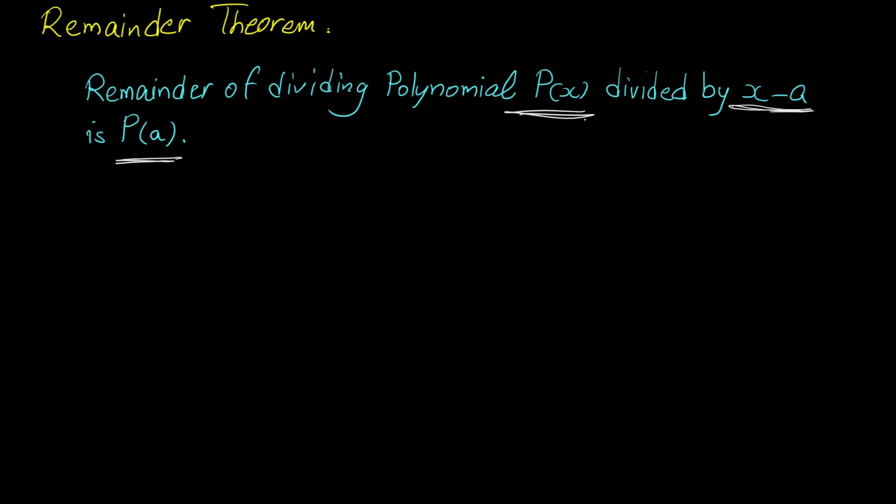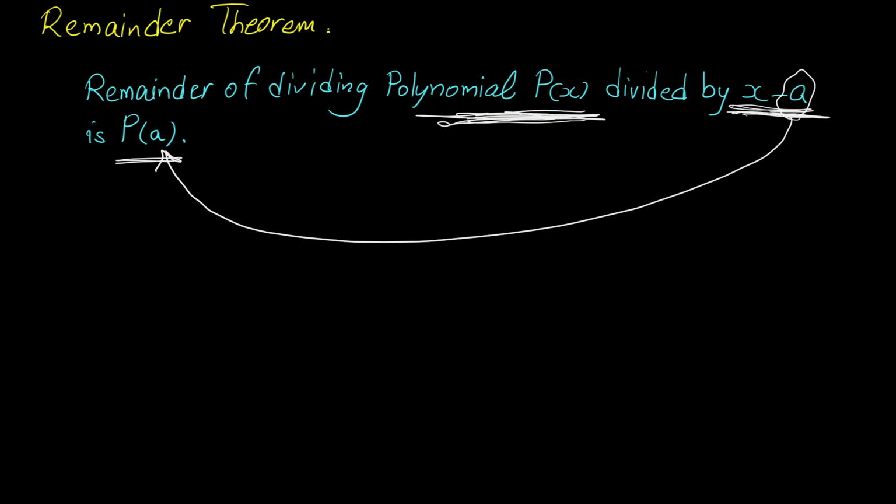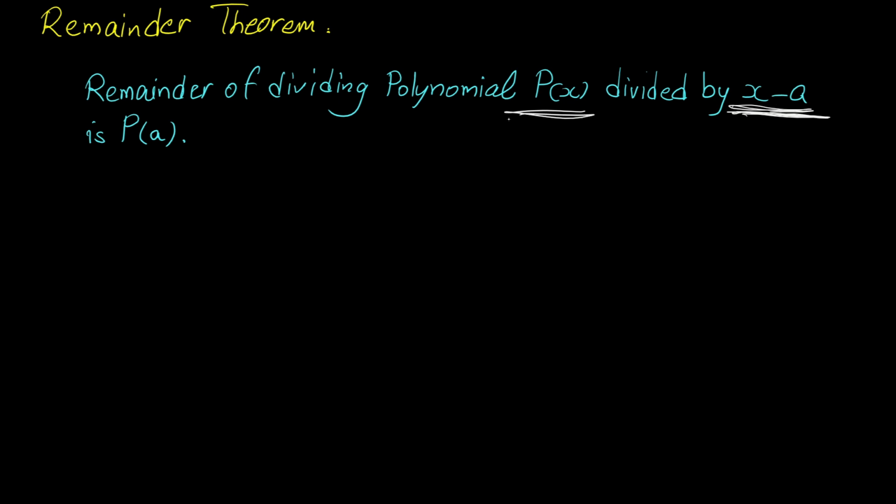Simply, to find the remainder of dividing any polynomial p(x) by x minus a, let's say x minus 2 or x minus 3 or x minus 4, we simply plug the number a into the polynomial, calculate p(a), and we can find the remainder. To understand this better, let me show you an example.